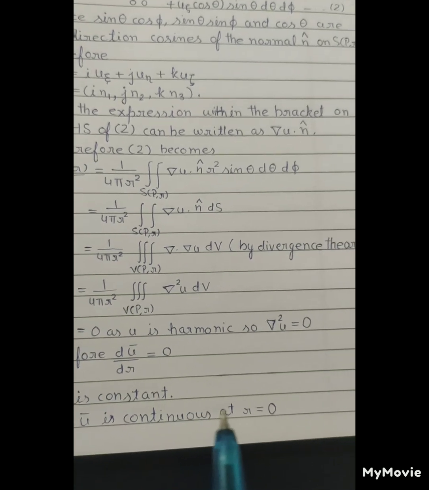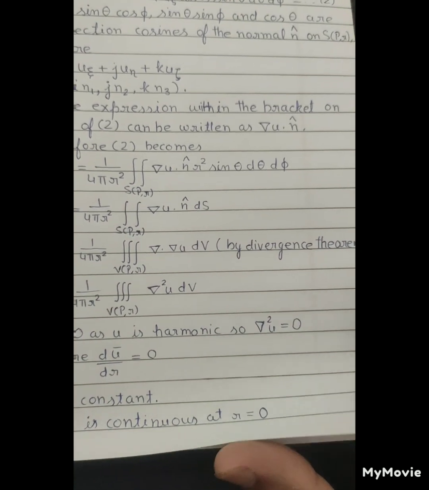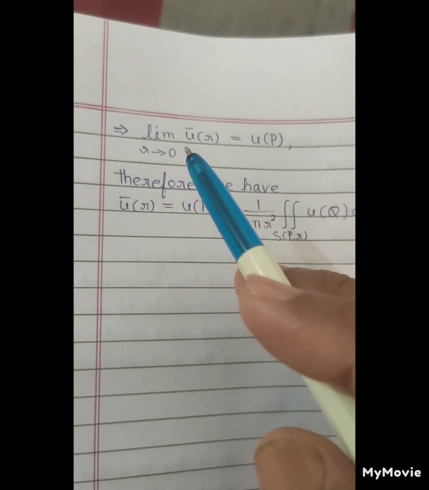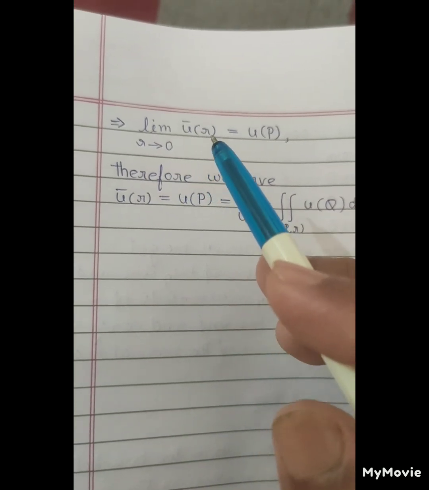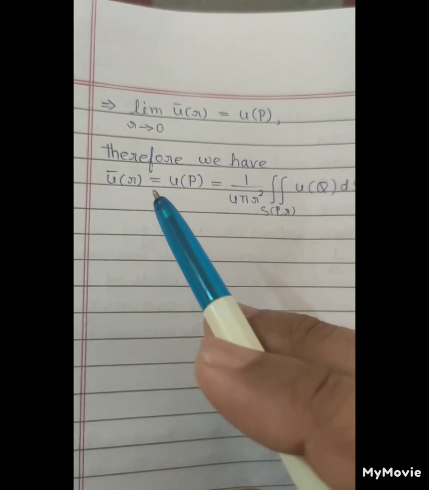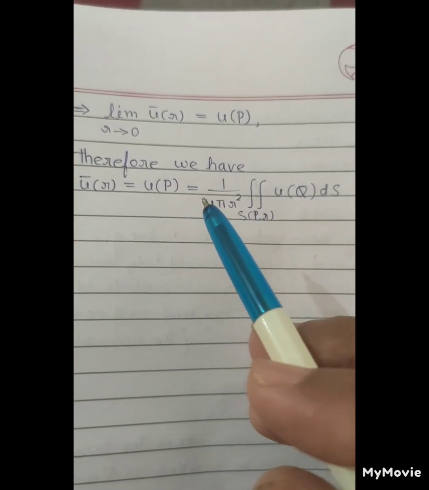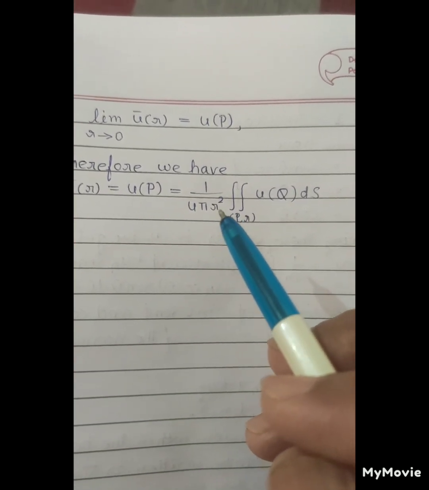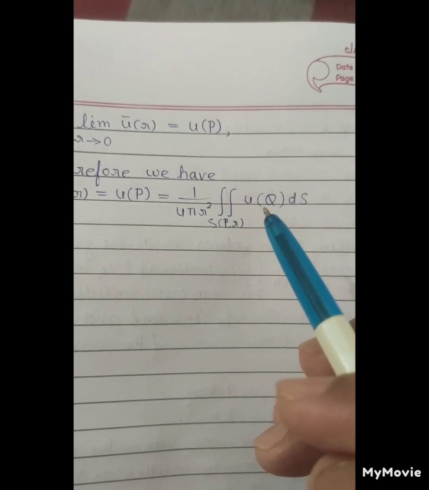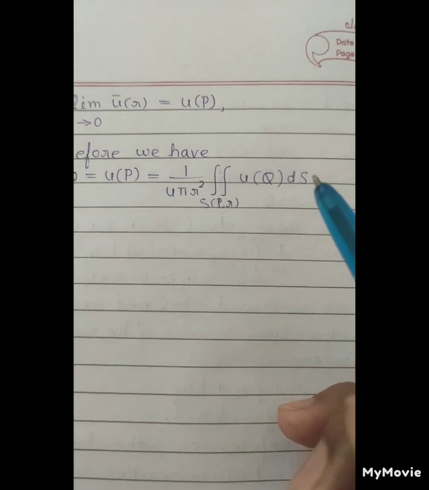Now U is continuous at r equals 0, which implies limit as r tends to 0 of U bar(r) equals U(P). Therefore, we have U bar(r) equals U(P) equals 1 upon 4 pi r squared surface integral over S(P, r) of U(Q) dS.